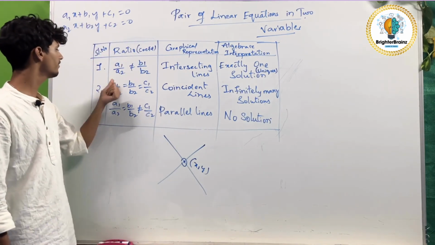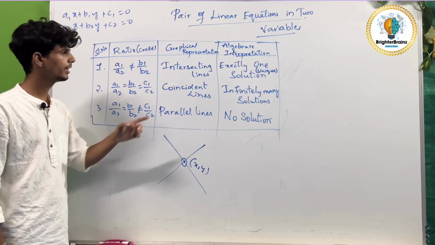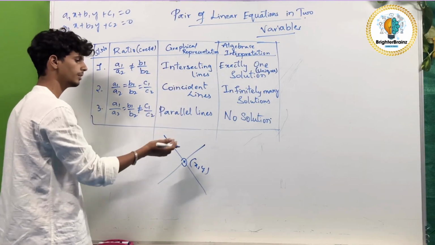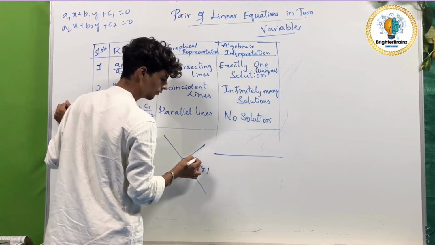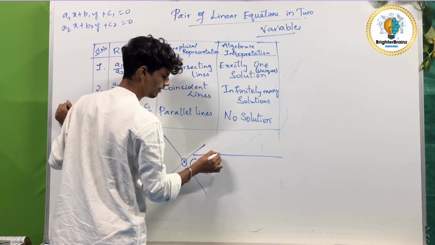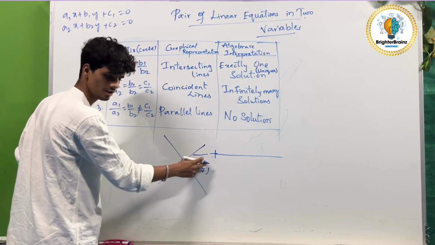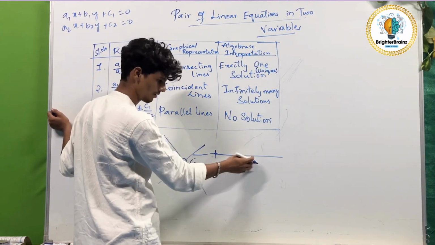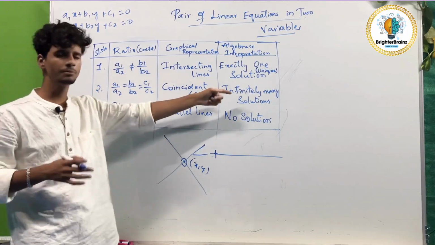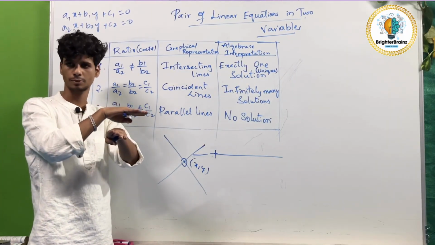Here a1 by a2 is equal to b1 by b2 is equal to c1 by c2. Those will be coincident lines. So coincident lines are nothing but they will be moving in the same path. If this is one linear equation and this is another linear equation, these will be moving in the same path. So that's why they will be having many solutions, because they are having many intersection points, okay.